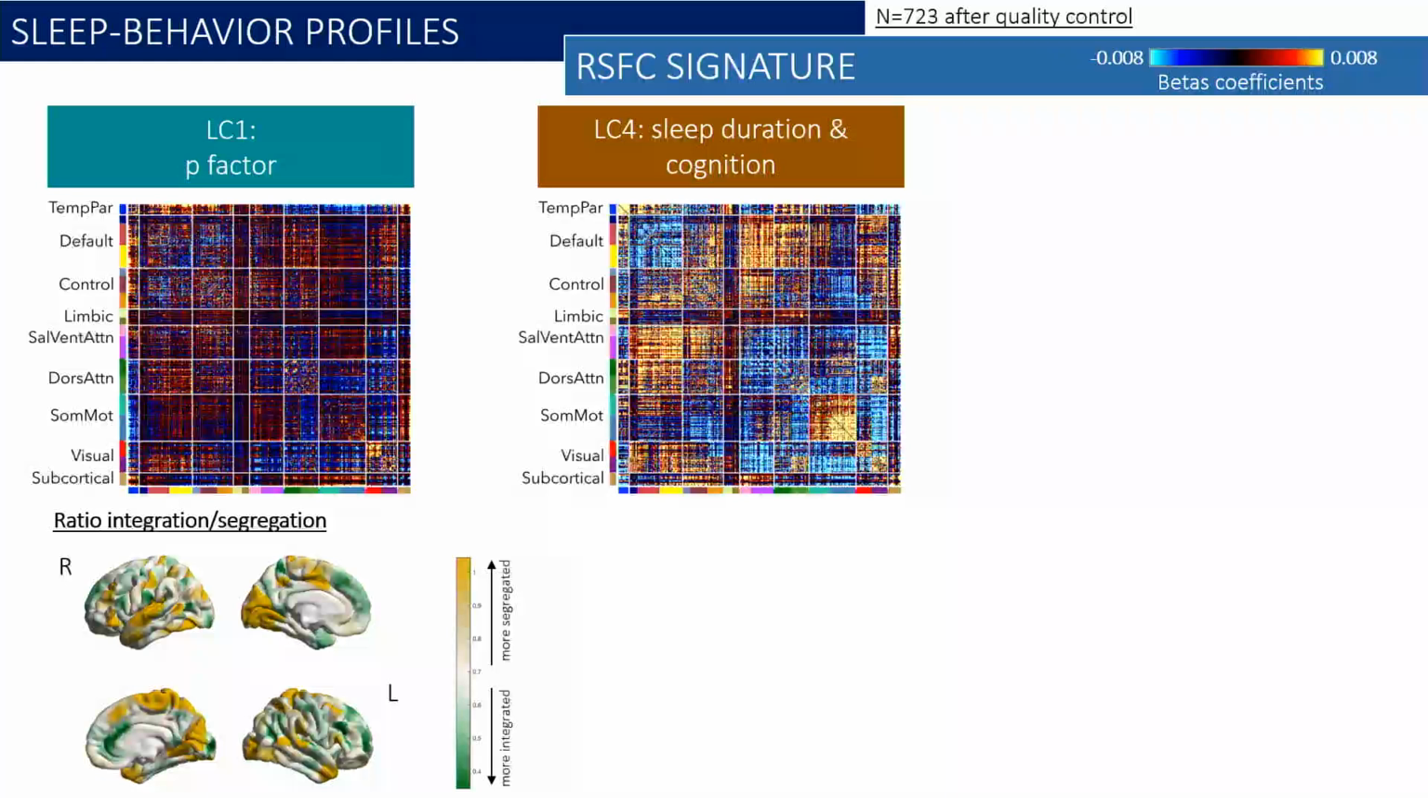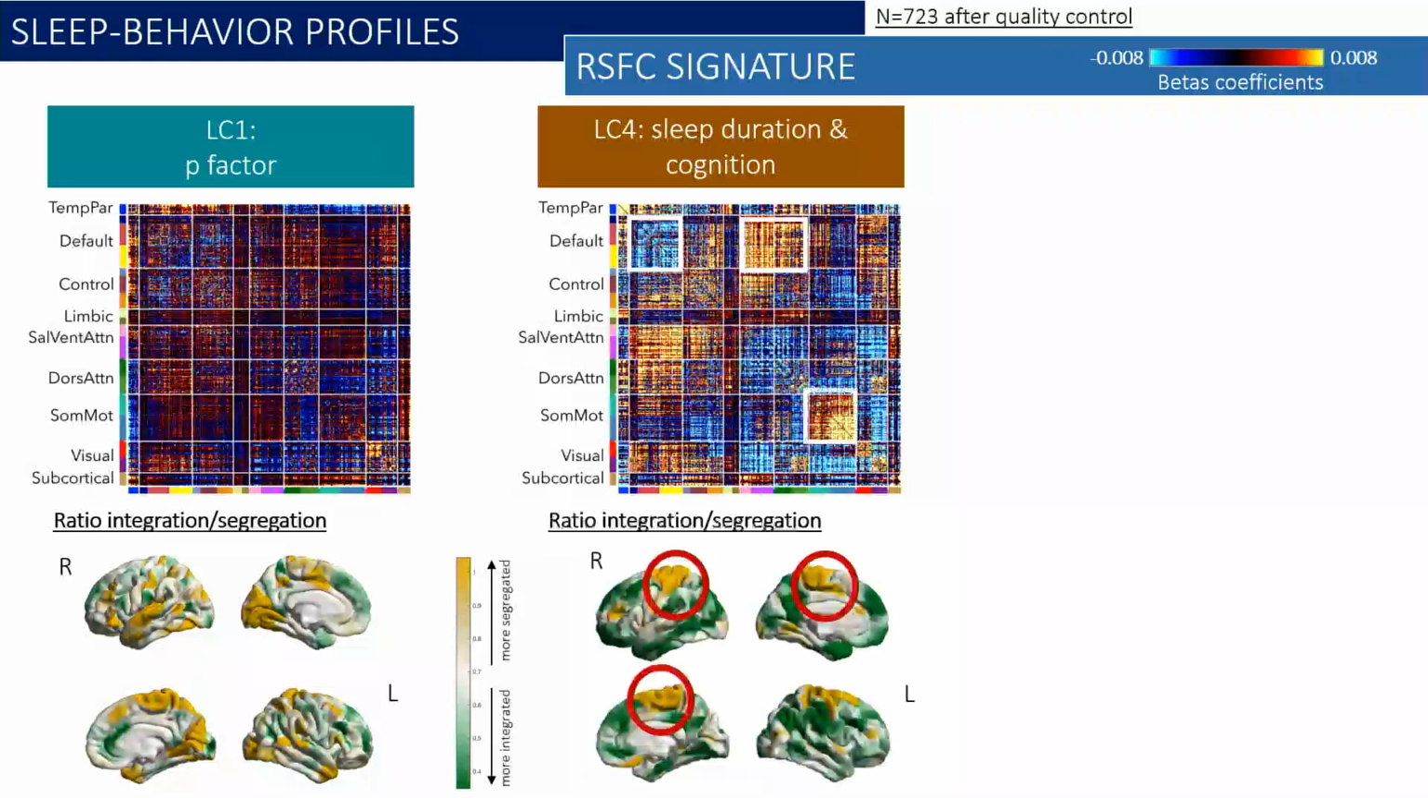On the contrary, for the sleep duration profile, we do see a much stronger signature that is characterized by an imbalance between integration and segregation over the cortex. More specifically, we see that the DMN is less connected within and more integrated with attentional networks. But we also see that there is a somatomotor network that is more segregated.